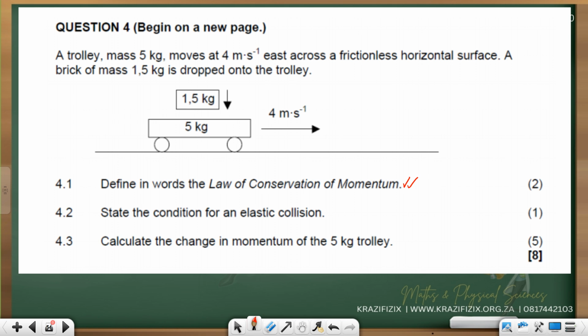State the condition for an elastic collision. We've also mentioned that. The condition for an elastic collision is that both momentum and kinetic energy should be conserved.